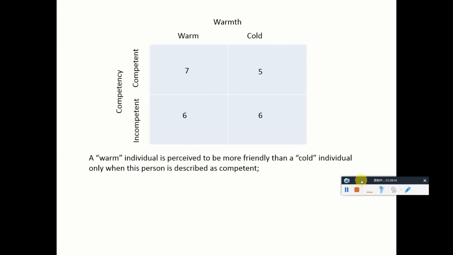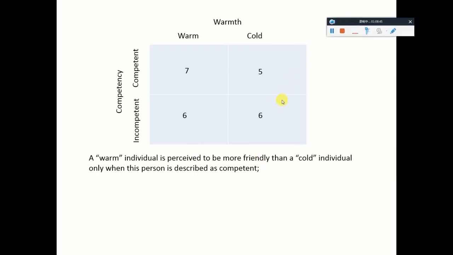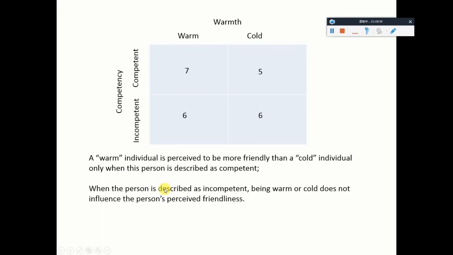So here is how we can verbally describe this interaction effect, right? A warm individual is perceived to be more friendly than a cold individual only when this person is described as competent. When this person is described as incompetent, being warm or being cold does not influence the person's perceived friendliness, because these two scores are exactly the same.